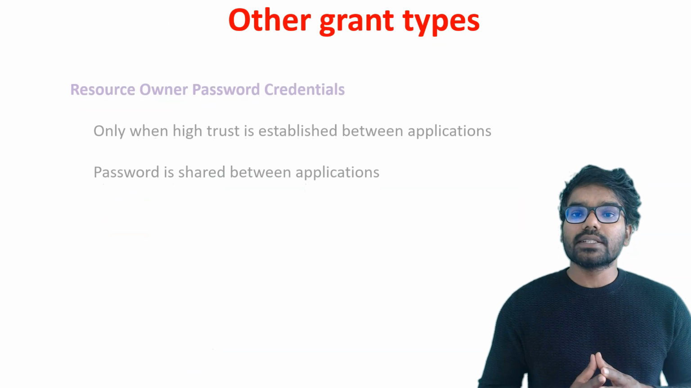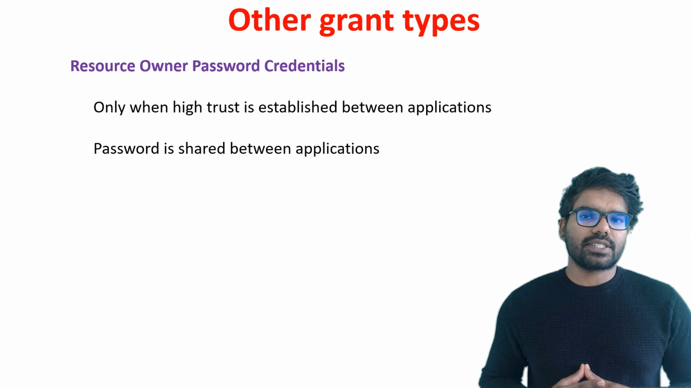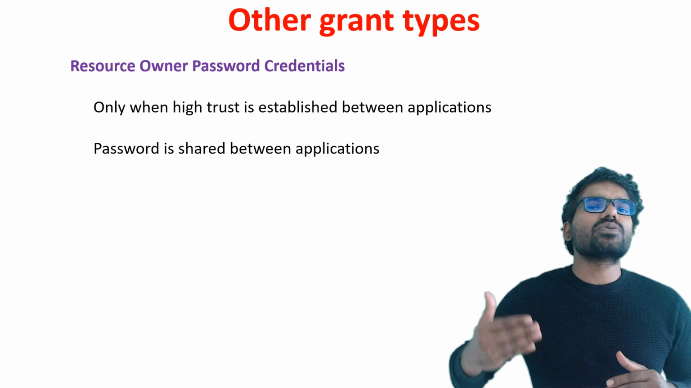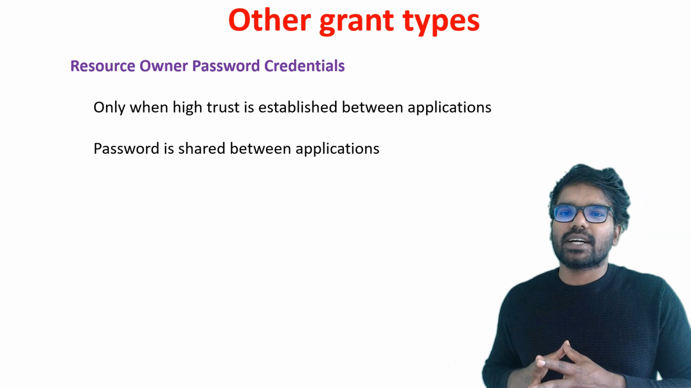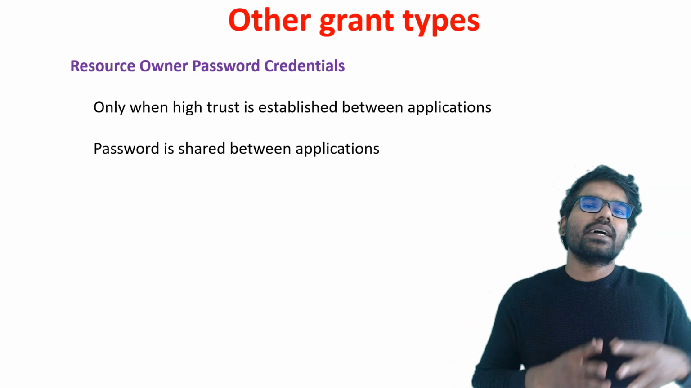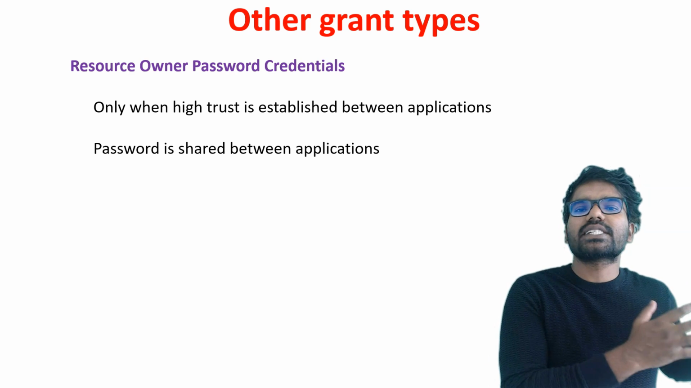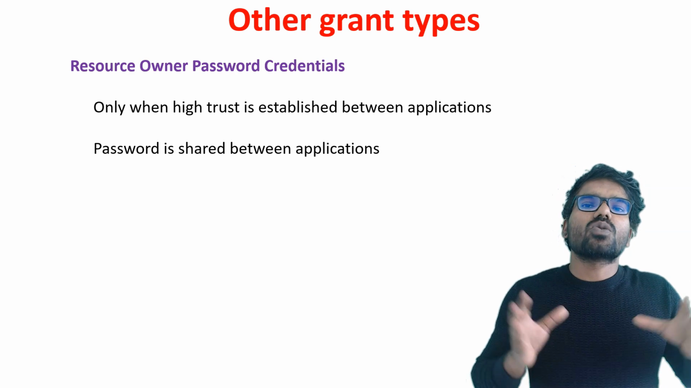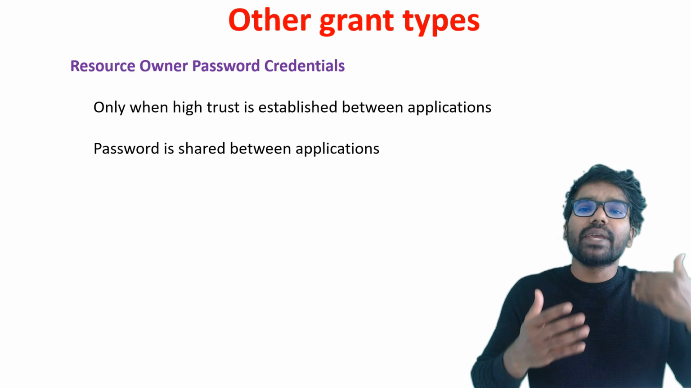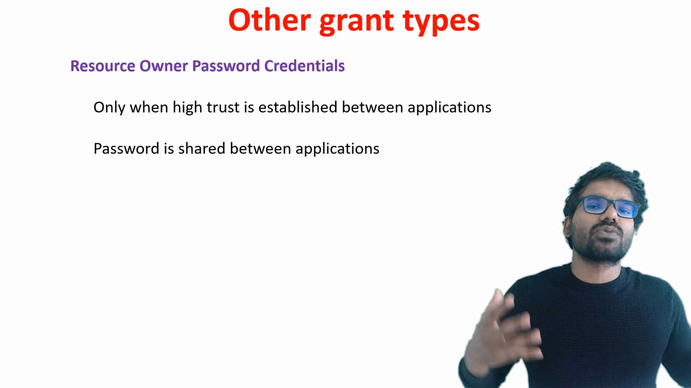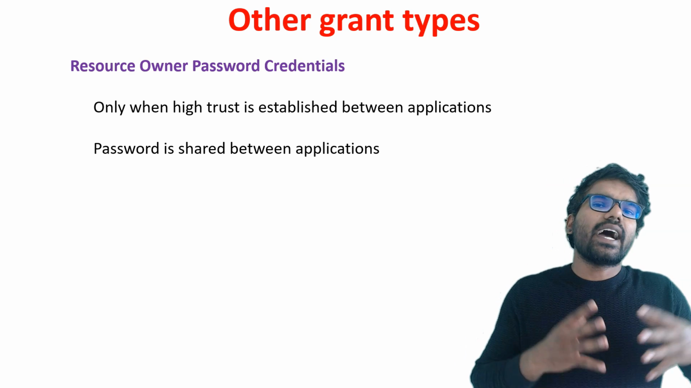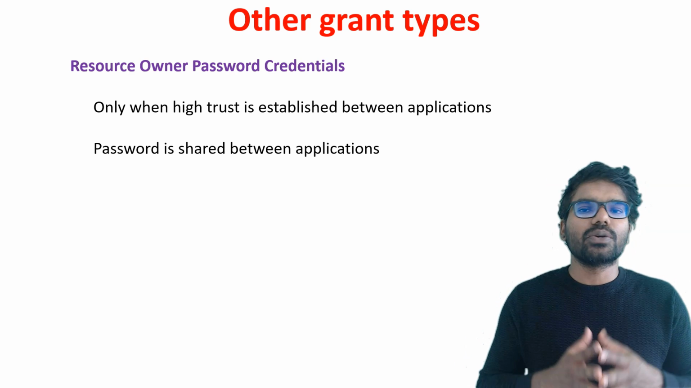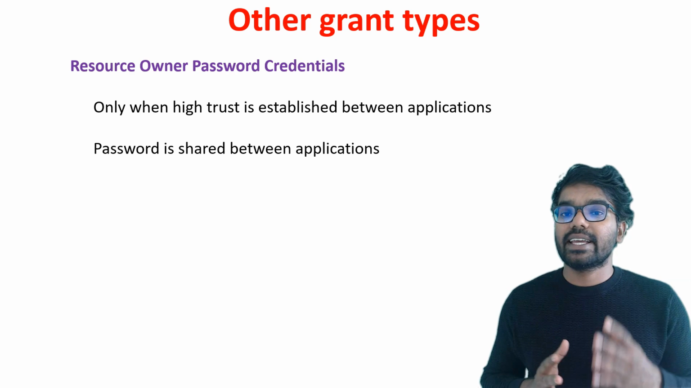The third one is resource owner password credentials. If you remember, in the first two grant types, the password of Facebook was never shared with Quora, right? But with this grant type, the password of Facebook will be shared with the Quora application. So only use this grant type when a big trust is established between these two applications. When you have these two applications in your own cluster and when you have high trust, then you can do this. Otherwise, it poses a high security risk.